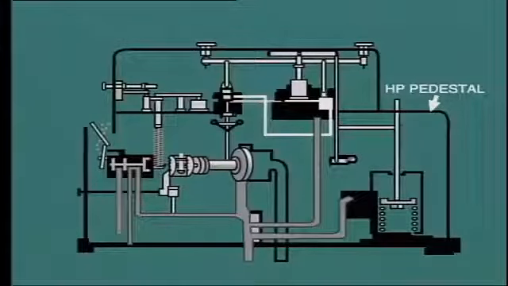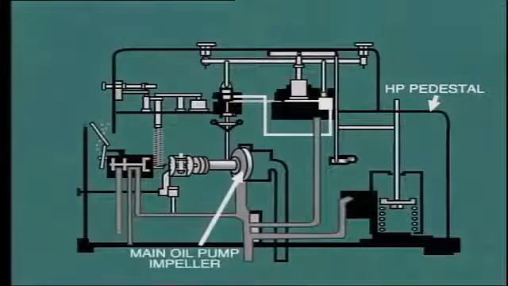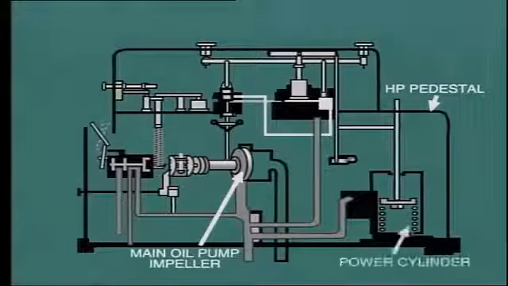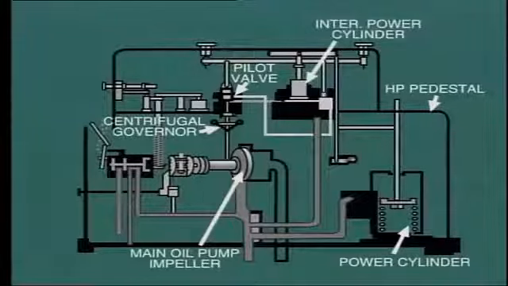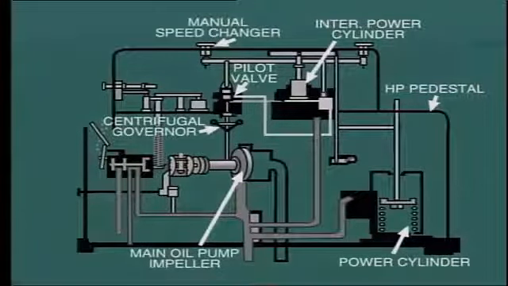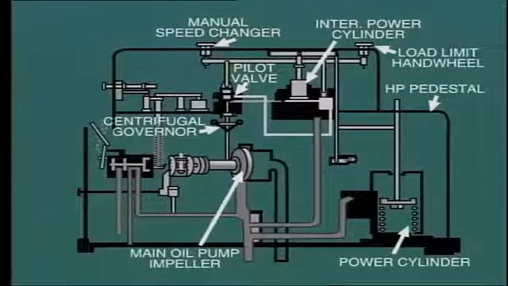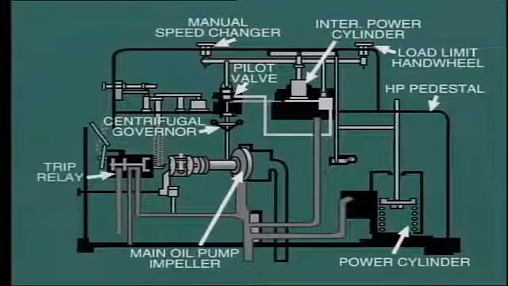In this schematic, we can see the main oil pump driven directly from the turbine shaft, the power cylinder which operates the control valves, the centrifugal governor and its pilot valve, an intermediate power cylinder between the governor pilot valve and the main power cylinder, the hand wheel for manual operation of the speeder gear, a load limit hand wheel which can be set to restrict the turbine output, and the trip relay which operates the stop valves.